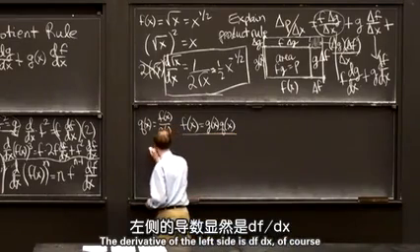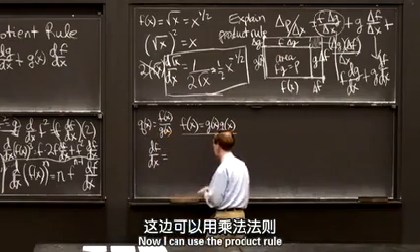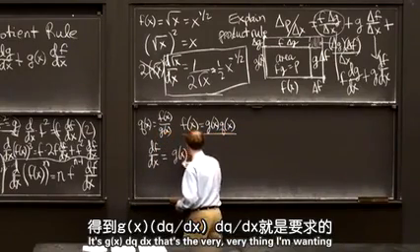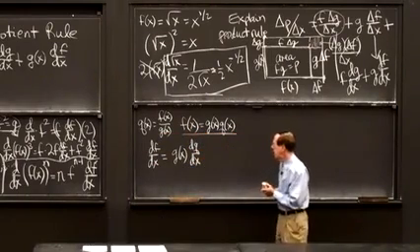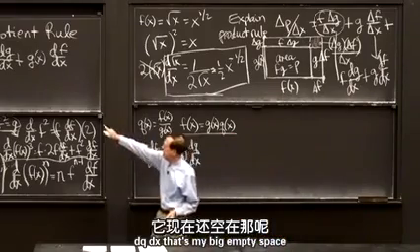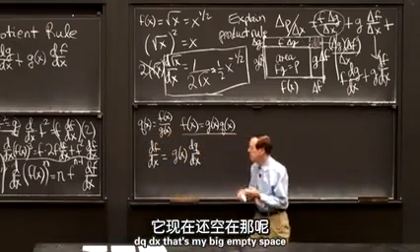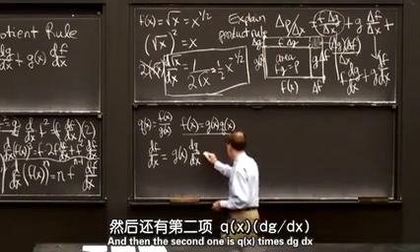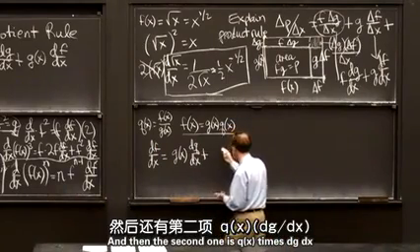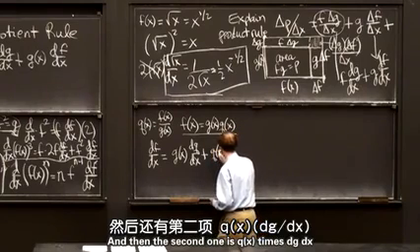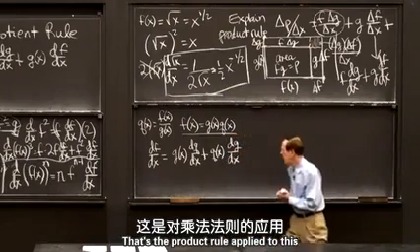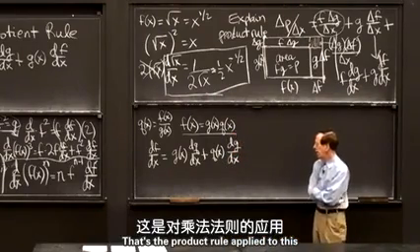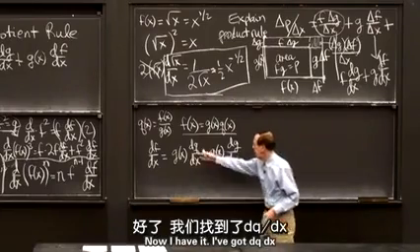The derivative of the left side is df dx, of course. Now I can use the product rule. It's g of x dq dx. That's the very, very thing I'm wanting. dq dx. That's my big empty space. That's going to be the quotient rule. And then the second one is q of x times dg dx. Right? That's the product rule applied to this thing. Now I have it. I've got dq dx.